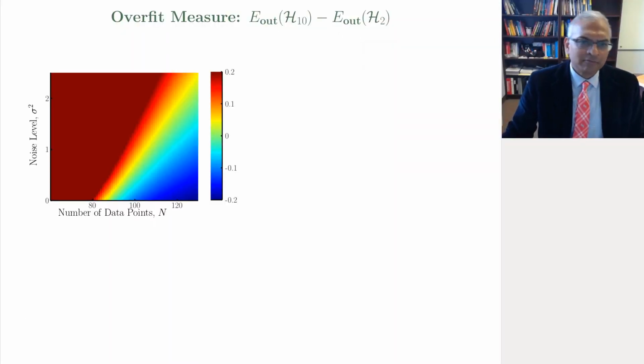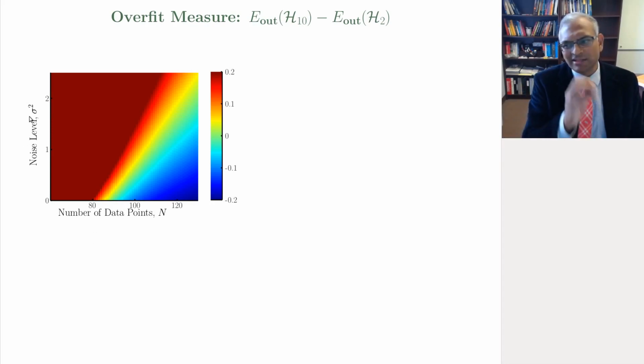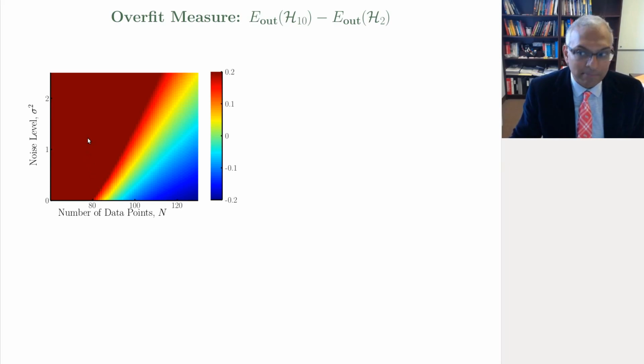Okay, so first, let's vary on the x-axis the number of data points. And on the y-axis, we've got this noise level that I talked about. So noise increasing, number of data points increasing, and for each choice of the number of data points and the noise level, we will assume that the target complexity has remained constant. And what I'm showing in a color-coded way is the overfit measure. And red means higher, blue means lower.